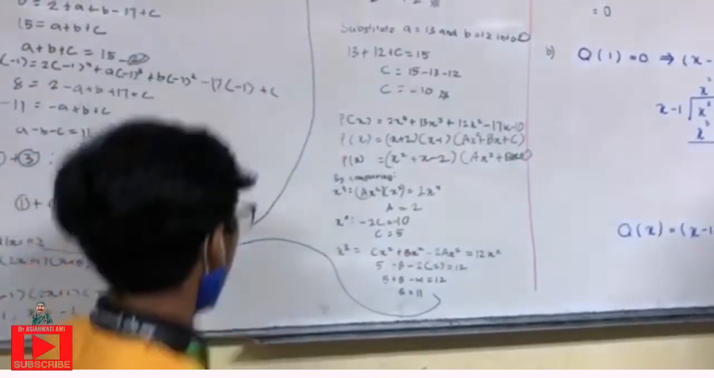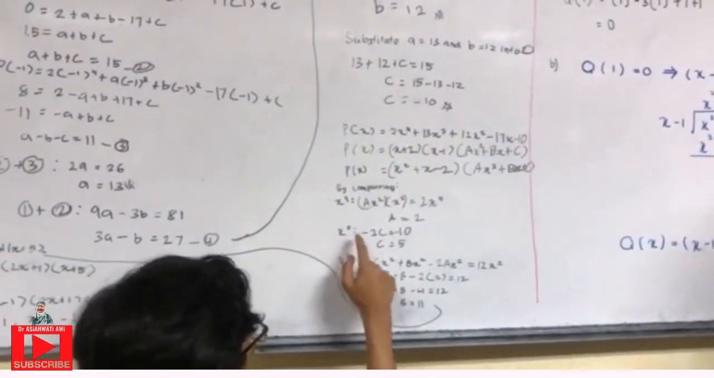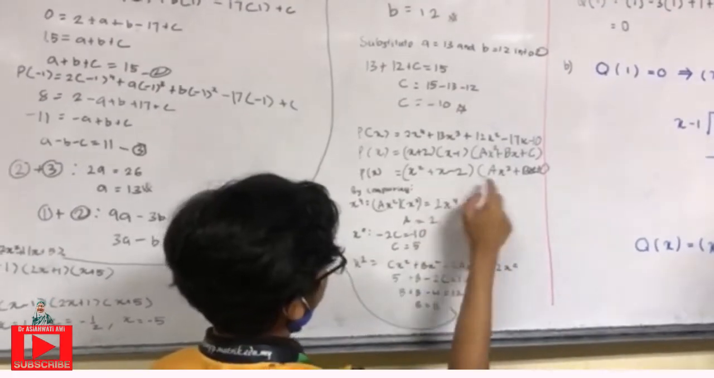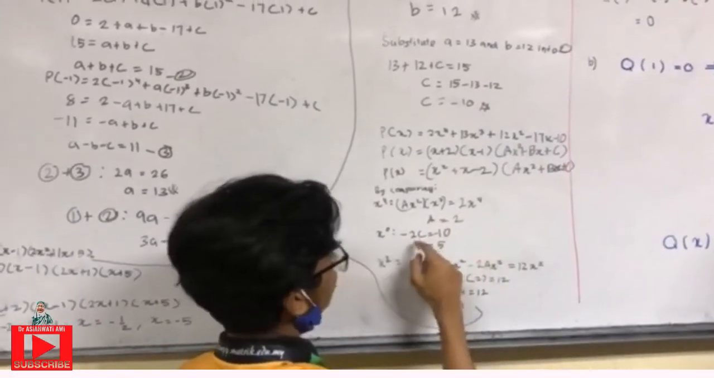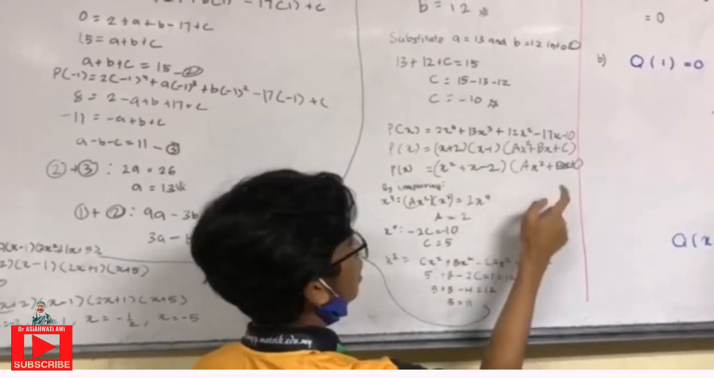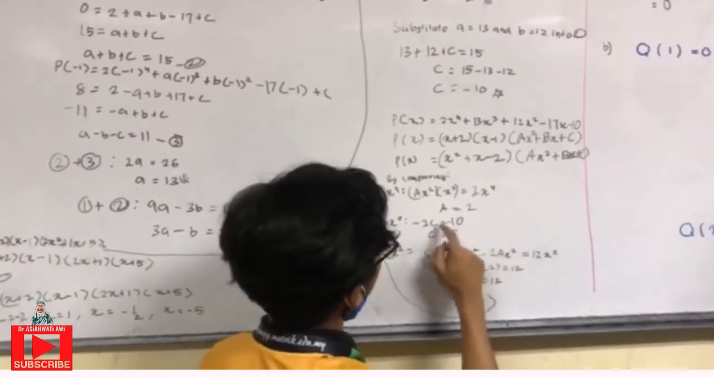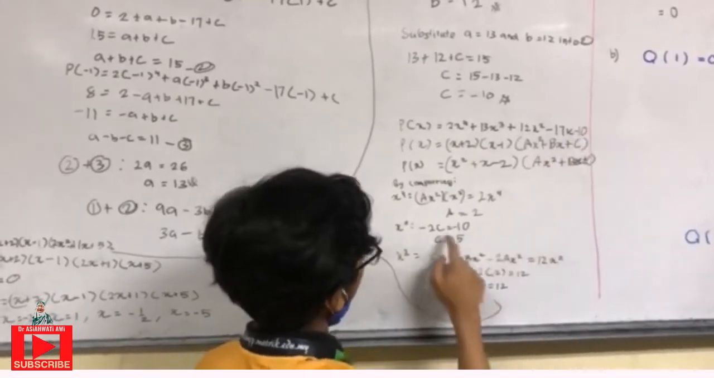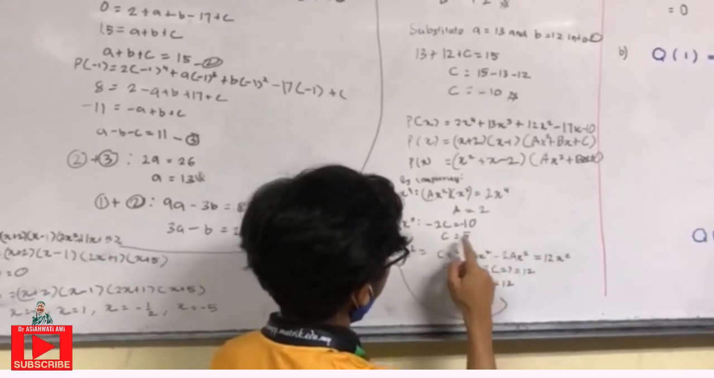Lepas tu kita buat x power of 0, constant. Kita tengok negative 2 darab dengan c ni, dapat constant. Tak ada dah selain tu. Yang ni semua dapat value x. Lepas tu kita boleh buat sama dengan, ambil daripada equation asal tu negative 10. So kita dapat c dia sama dengan 5.